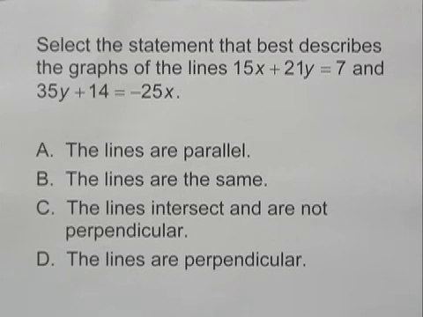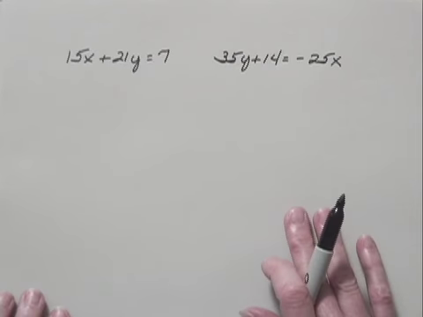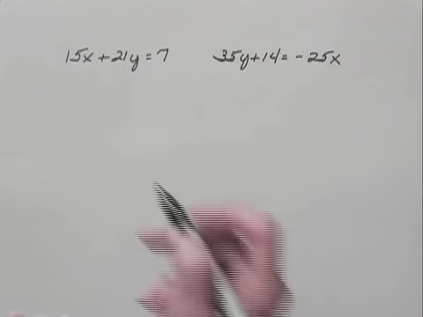So the best thing to do to start this problem would be to write each of these equations in slope-intercept form, in the form y = mx + b. And to do that, we will solve each equation for y.